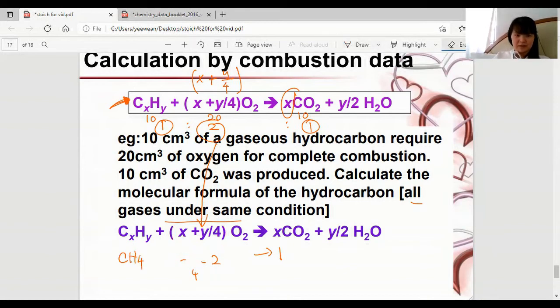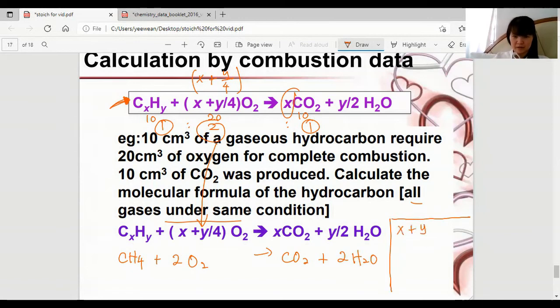Okay, so I can complete this equation now, which would be 2 oxygen, 1 carbon dioxide, and Y over 2, 4 over 2, that's 2 water. Let me just jot this down here so that you can refer to it later. There you go.